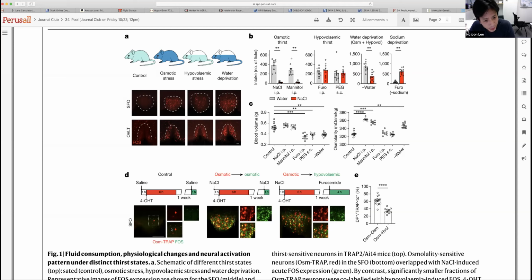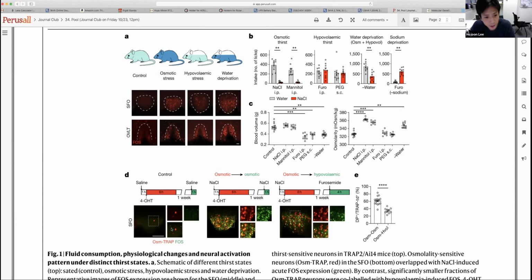I think it's interesting that they inject the tamoxifen, hydroxytamoxifen, an hour after their initial stimulus, right? So it probably happens pretty fast. They leave that animal for 6 hours, and that's presumably the time it takes for the red labeling. And then they go back and give another stimulus, saline or sodium chloride or something else, a week later.